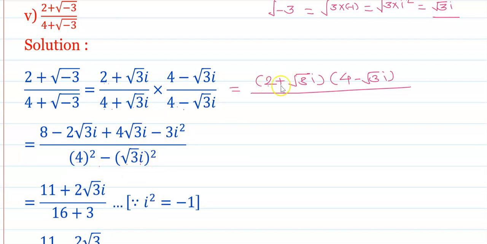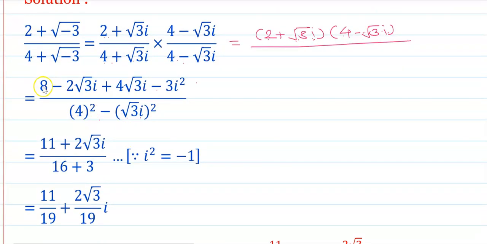Now the multiplication: 2 into 4, 8, 2 into minus root 3i, that is minus 2 root 3i. Root 3i into 4, then you are getting 4 root 3i. Root 3i into minus root 3i. Root 3 into root 3, you will get 3. This is a plus and minus. Overall, you are getting minus 3 I into I square. Okay. See this here. First.